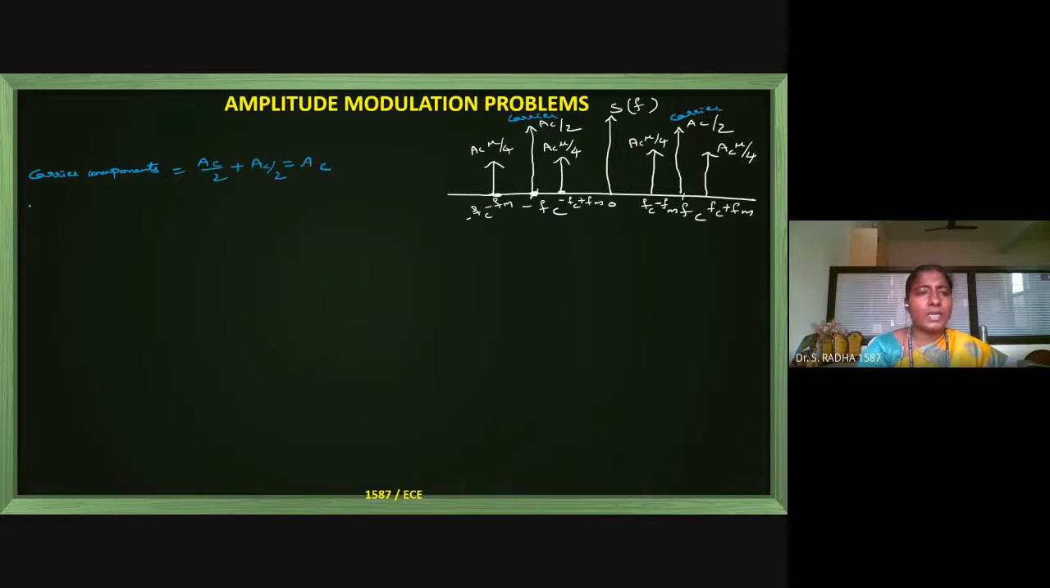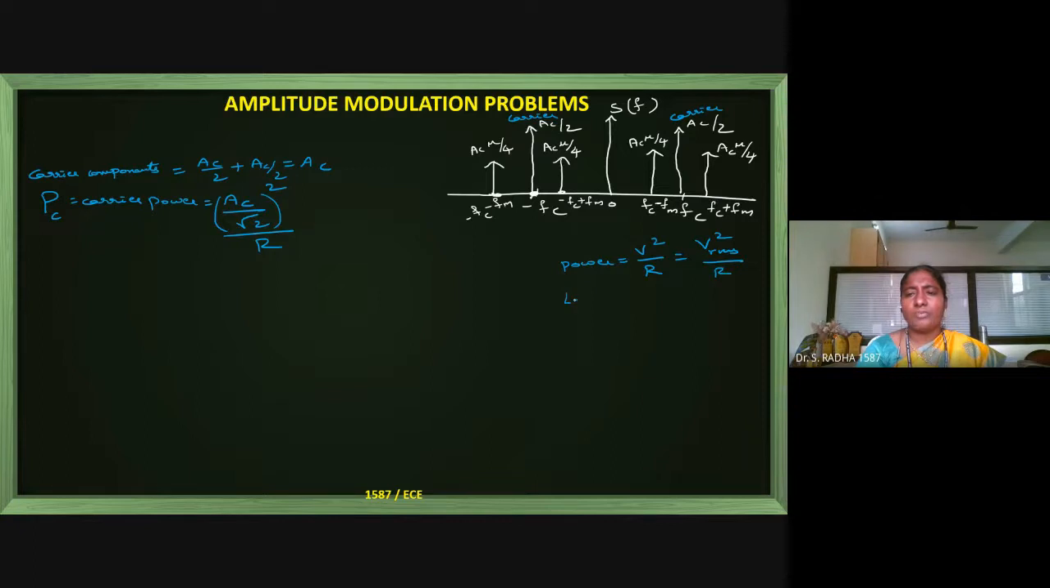So if we calculate the carrier power, Pc, and we have to take the RMS value, it is the total Ac divided by root 2, whole square. Okay, this is the amplitude divided by R. Generally, power is nothing but voltage square divided by R. And here I am taking the RMS value. If I take R value equal to 1, then power is nothing but Vrms square divided by 1.